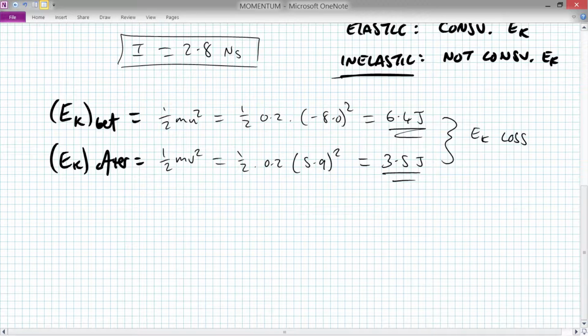It's probably lost into heat and sound with the floor, and in doing some work, probably compressing the ball itself if it's not perfectly elastic. So the final answer there is that the total change in kinetic energy in this case is going to be the difference between the kinetic energy before and after, and that just gives us 2.9 joules. So we've proved that it's in fact an inelastic collision.